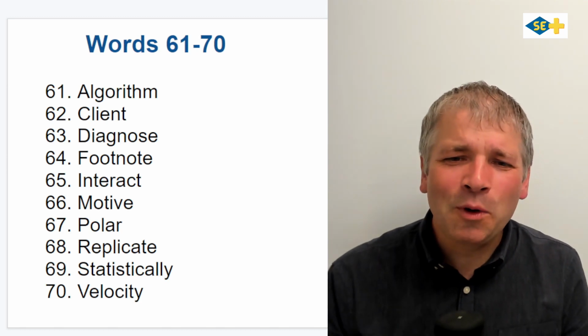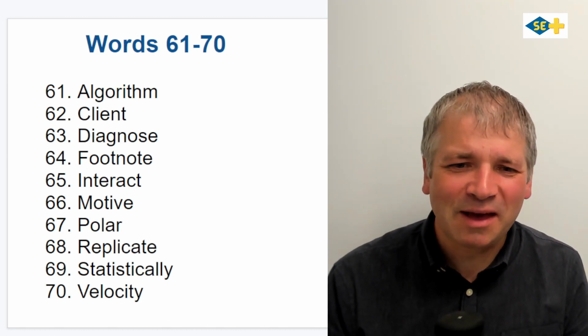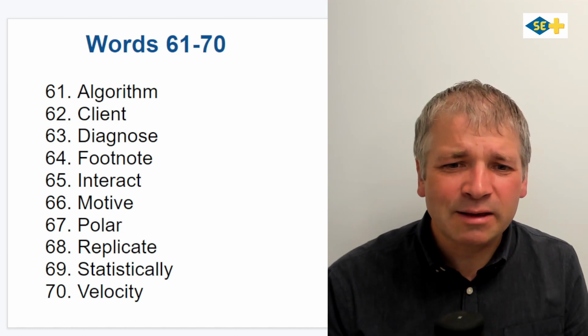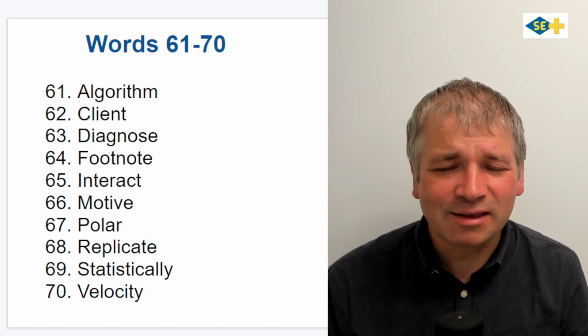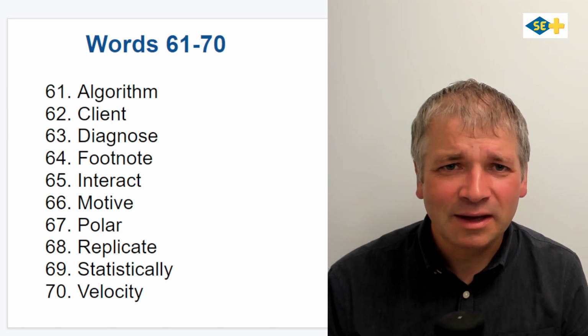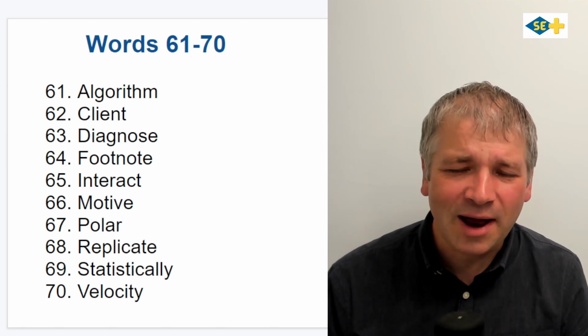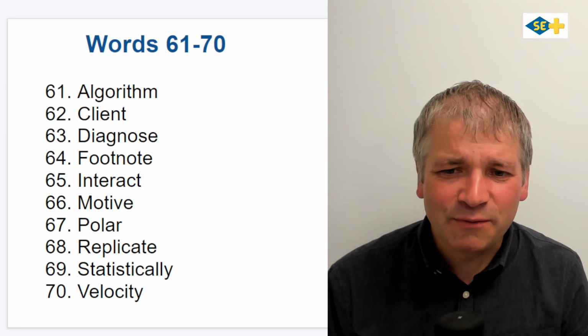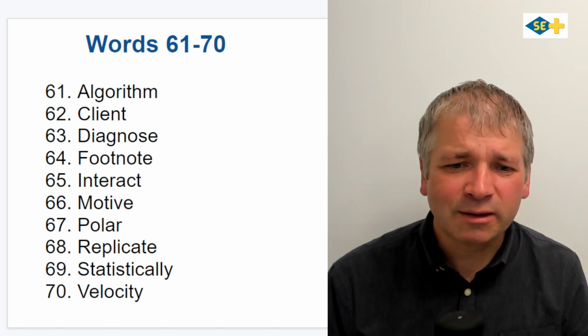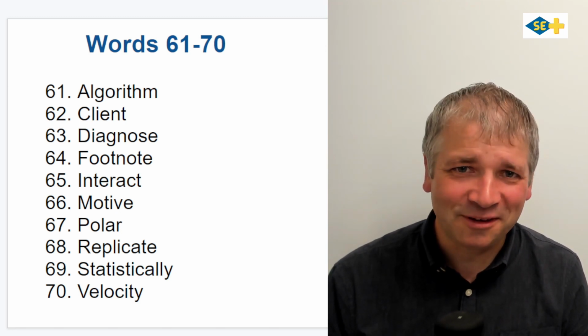Let's recap words 61 to 70. 61 is algorithm, 62 is client, 63 diagnose, 64 is footnote, 65 interact, 66 is motive, 67 is polar, 68 replicate, 69 statistically, 70 velocity.